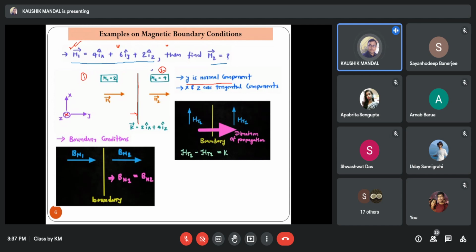And what about the tangential component? If it moves from 2 to 1, then it is Ht1 minus Ht2 equal to K. So for the normal components the relation is Bn1 equal to Bn2, and for the tangential components it is Ht1 minus Ht2 equal to K. The condition is that if it is going from medium 1 to 2, that will be different. So with this basic idea, the y component is the normal component, and the x and z components are the tangential components.